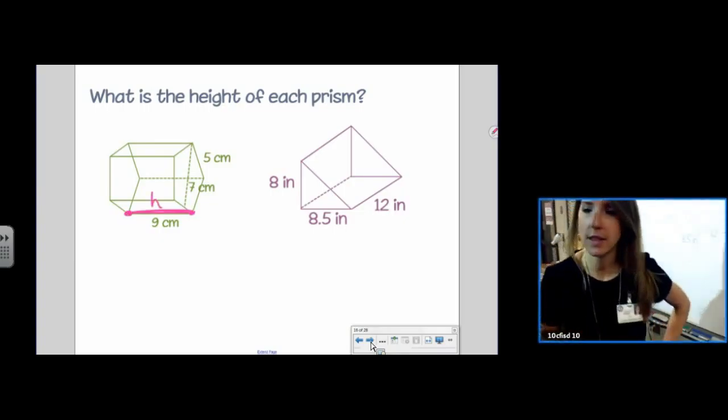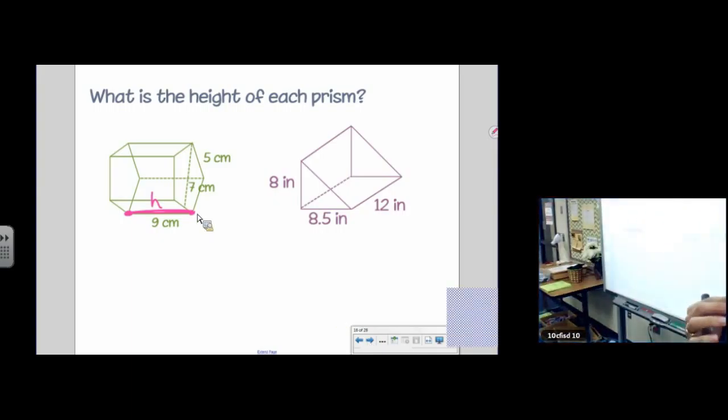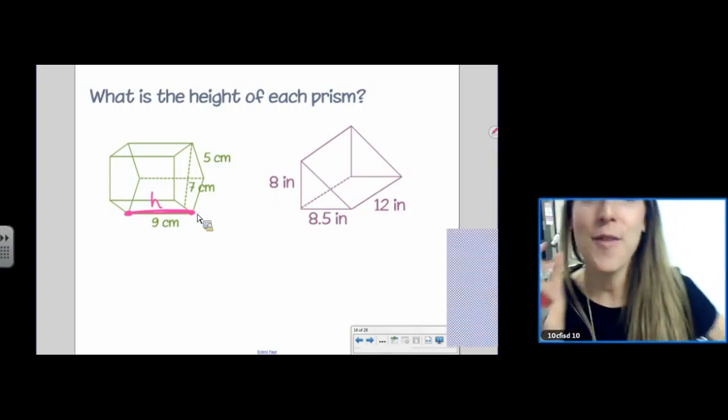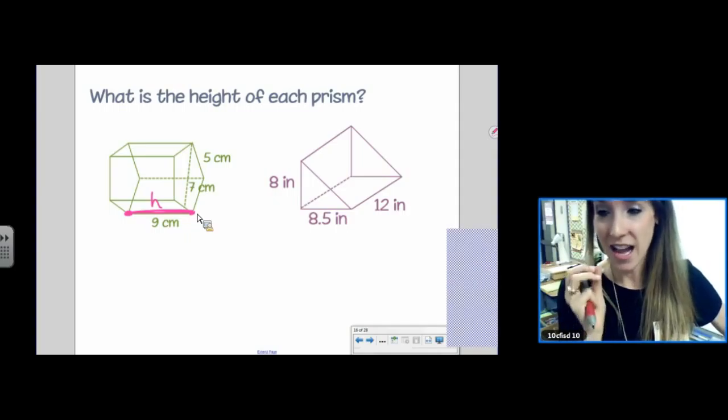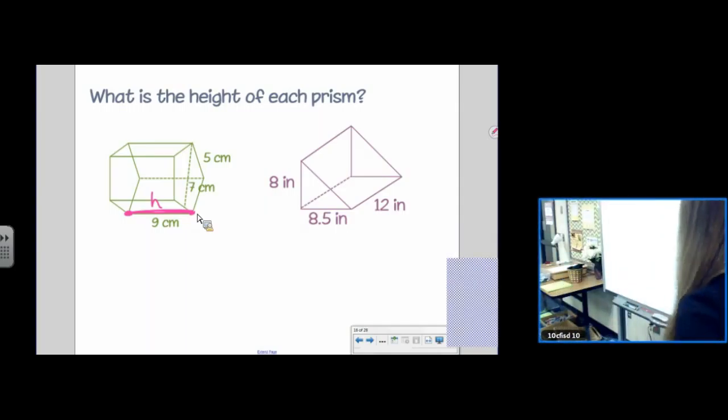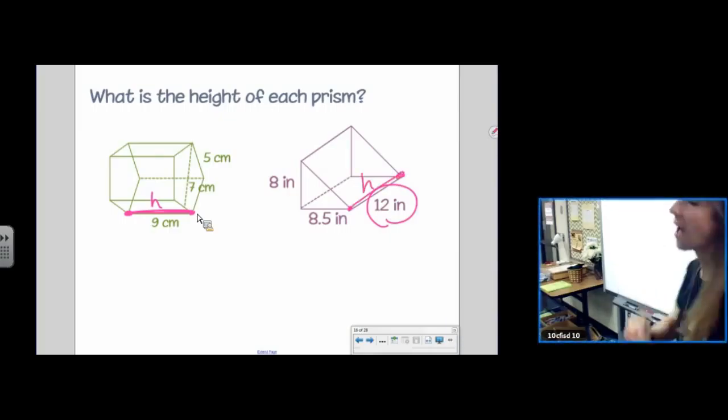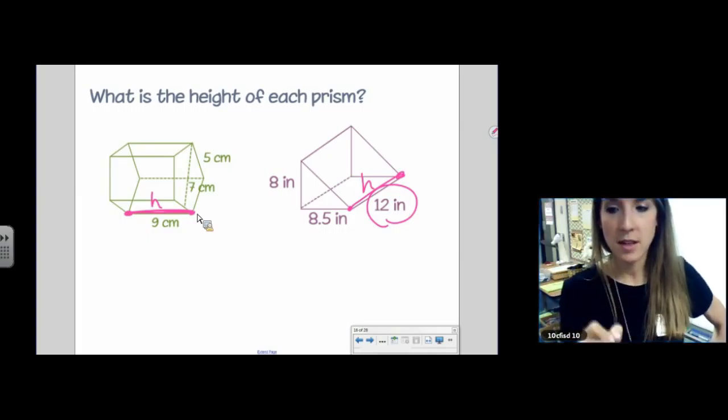What about on the next one, on the purple one? The height of the prism is not 8. The height of the prism is 12. I want you to touch a base and then travel to the next base. And that is your height.